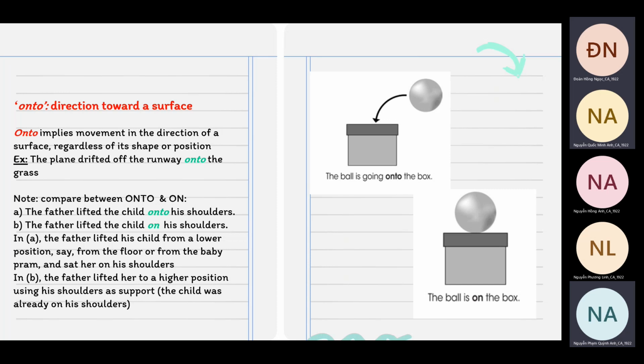In A, the father lifted his child from a lower position, say from the floor or from the baby pram, and set her on his shoulders. But in B, the father lifted her to a higher position, using his shoulders as support, which means that the child was already on his shoulders.